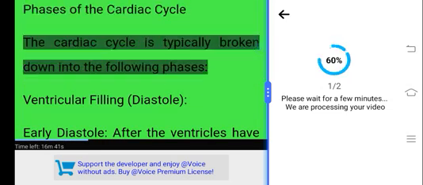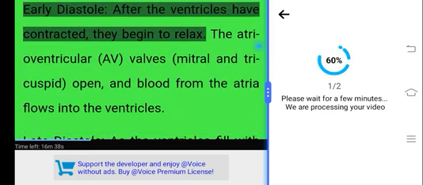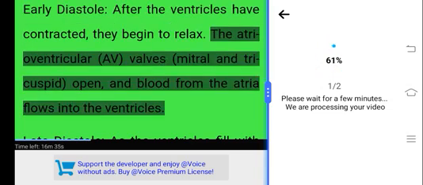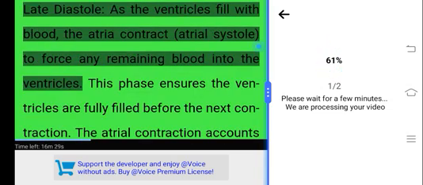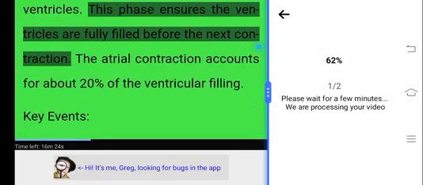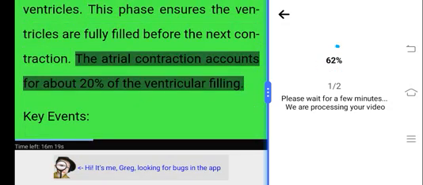Phases of the cardiac cycle. The cardiac cycle is typically broken down into the following phases. Ventricular filling, diastole. Early diastole: after the ventricles have contracted, they begin to relax. The atrioventricular (AV) valves, mitral and tricuspid, open, and blood from the atria flows into the ventricles. Late diastole: as the ventricles fill with blood, the atria contract (atrial systole) to force any remaining blood into the ventricles. This phase ensures the ventricles are fully filled before the next contraction. The atrial contraction accounts for about 20% of the ventricular filling.